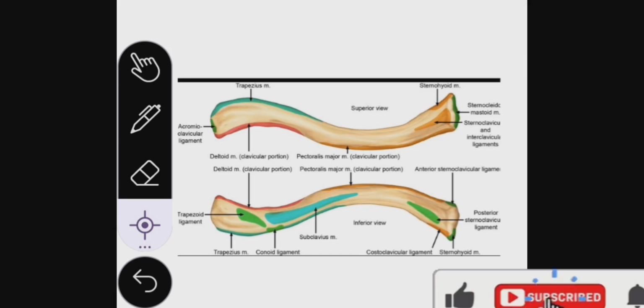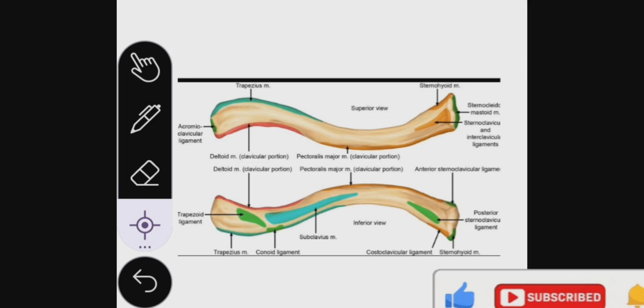Then you have the lateral side, which is flattened. Then you have the shaft, and there's a junction between the medial 2/3 and the lateral 1/3. This junction is usually the site of fracture. It's very important you know that the medial aspect is convex anteriorly, while the lateral aspect is concave anteriorly.